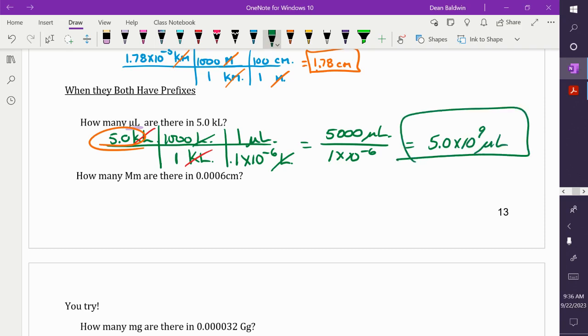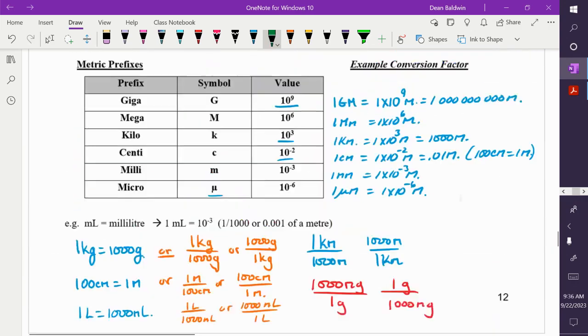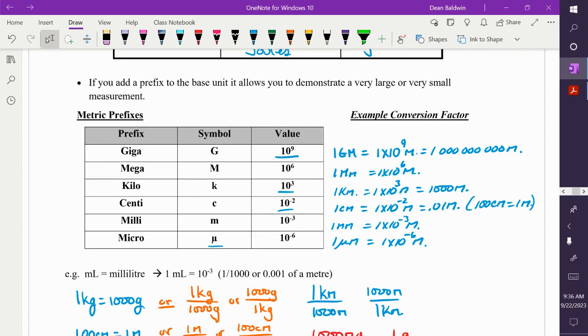So you should ask yourself, once you do these, does that number make sense? Because what am I asking for? Kilo is bigger than micro, right? If you forget that, you can always just look here. These are getting bigger going this way. So kilo is bigger than micro. So if I have 5 kiloliters, is that going to be a lot of microliters? It's like saying if I have 5 kilometers, how many millimeters are in a kilometer? A lot, right? The number is going to go higher.